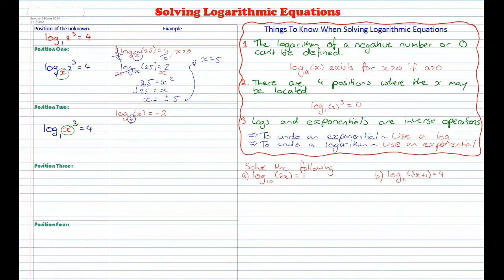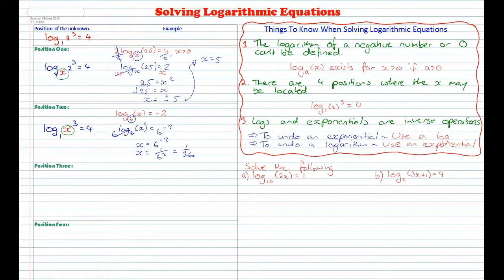Now that's 6, so we're going to write this out as 6 to the power of log base 6 of x is equal to 6 as the base to the negative 2. Now when you've got 6 to the log base 6, that cancels out, leaving us with x is equal to 6 to the power of negative 2. Now that is going to be x is equal to 1 over 6 squared, which is equal to 1 over 36.